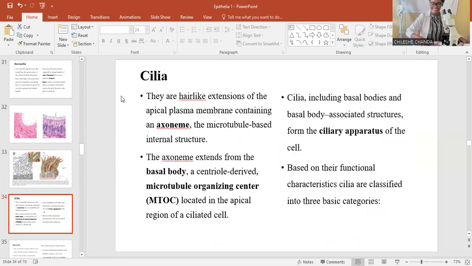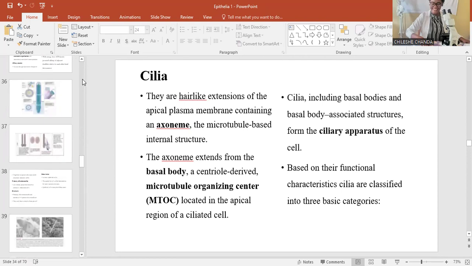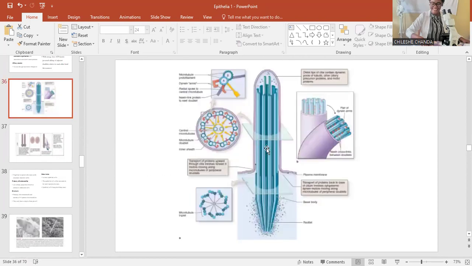Now, the structure of cilia. Cilia is made up of microtubules. Remember the microtubules that we talked about in the cell? So these microtubules are arranged in a 9+2 kind of arrangement. I think I mentioned yesterday when we were doing the cell, a 9+2 kind of arrangement, where you have 9 pairs of microtubules. So like 1, 2, 3, 4, 5, 6, 7, 8. This is a cross section.